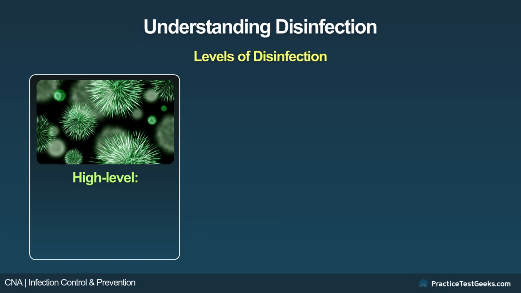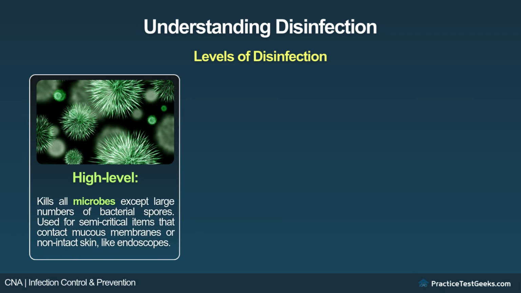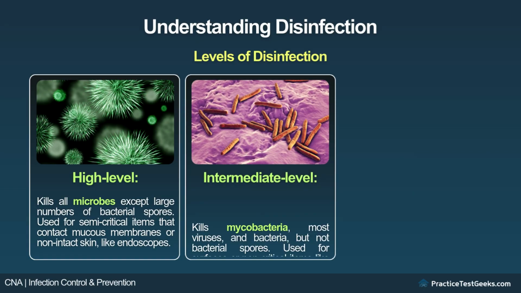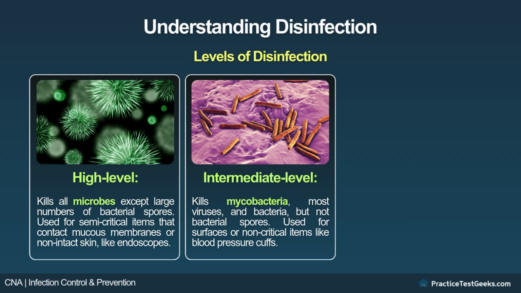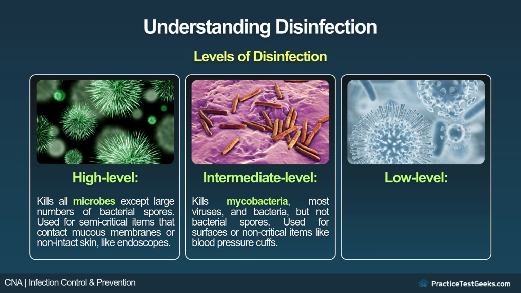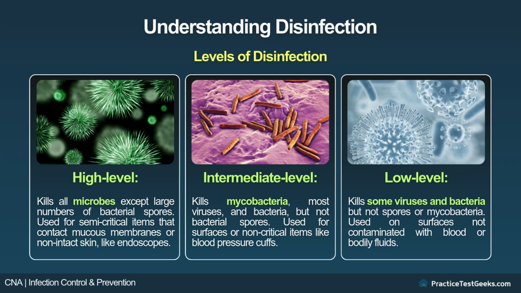High-level disinfection kills all microbes except large numbers of bacterial spores and is often used for semi-critical items such as endoscopes. Intermediate-level disinfection destroys mycobacteria, most viruses, and bacteria, but not spores, making it suitable for surfaces or non-critical items like blood pressure cuffs. Low-level disinfection removes some viruses and bacteria, but not spores or mycobacteria, and is used on surfaces not exposed to blood or bodily fluids.